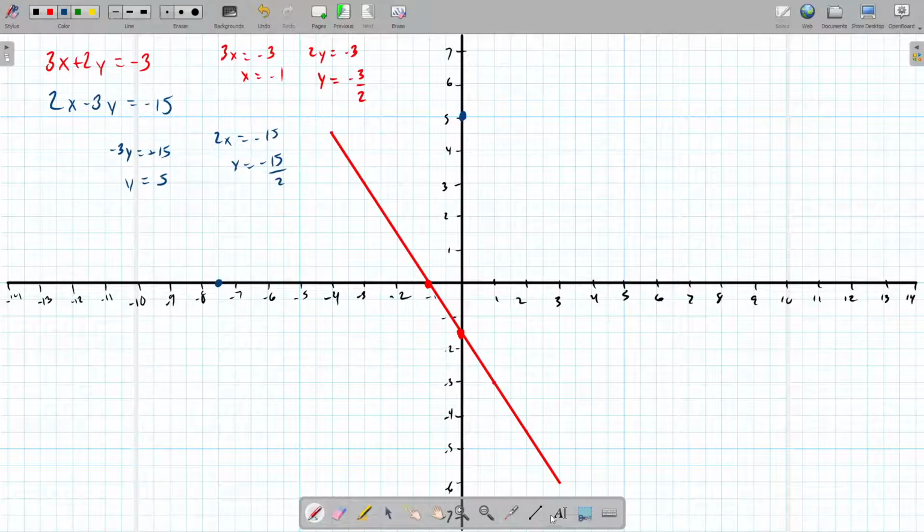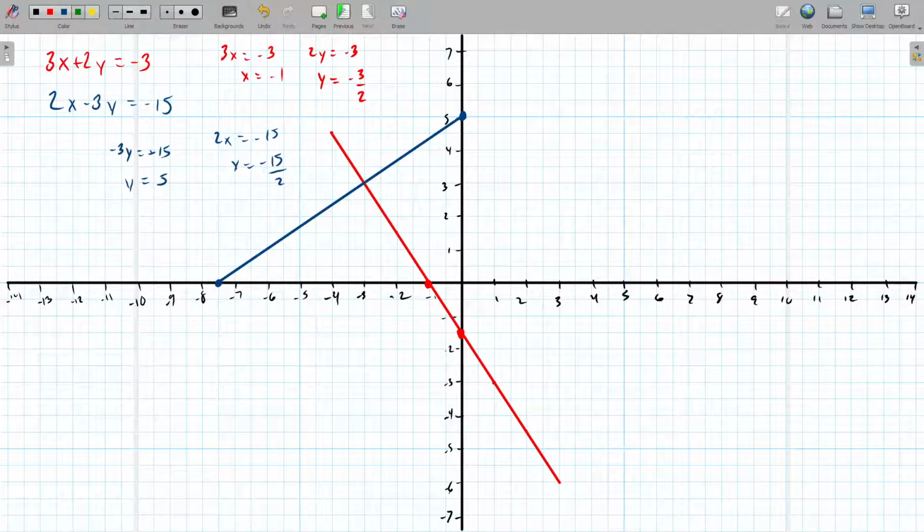So let's cheat again and grab the straight edge and connect these 2 points so we can get a nice picture of the intersection right here where the 2 lines overlap. This point where they overlap is at -3, 3. So this would be the solution to this system of linear equations.